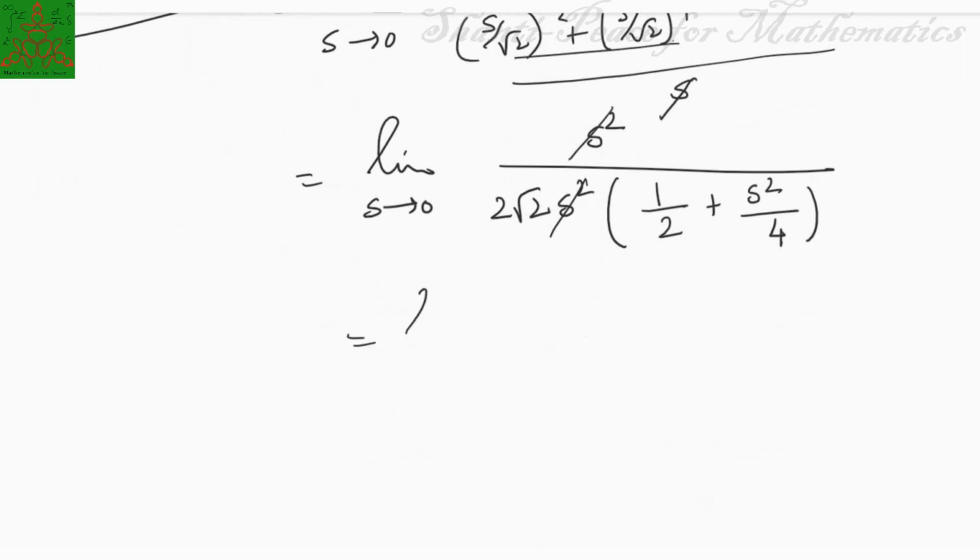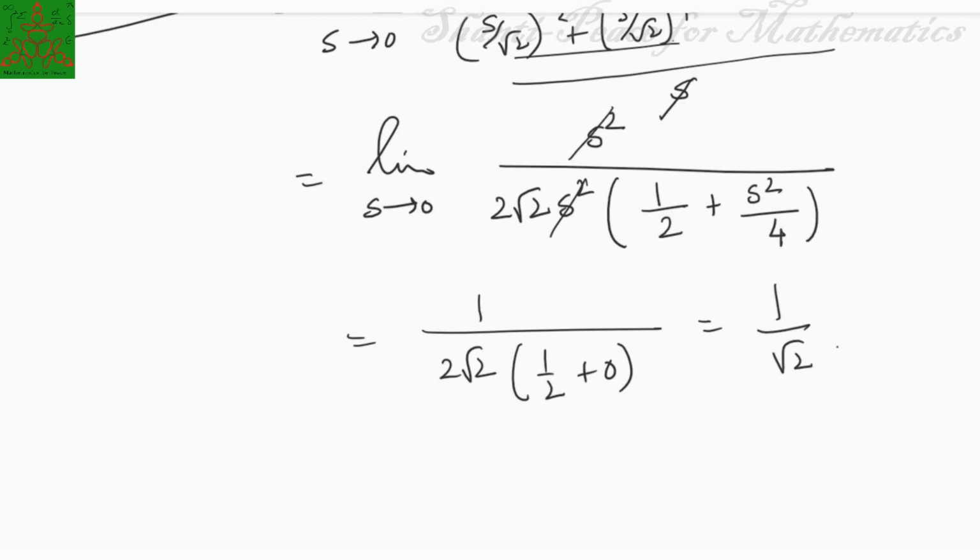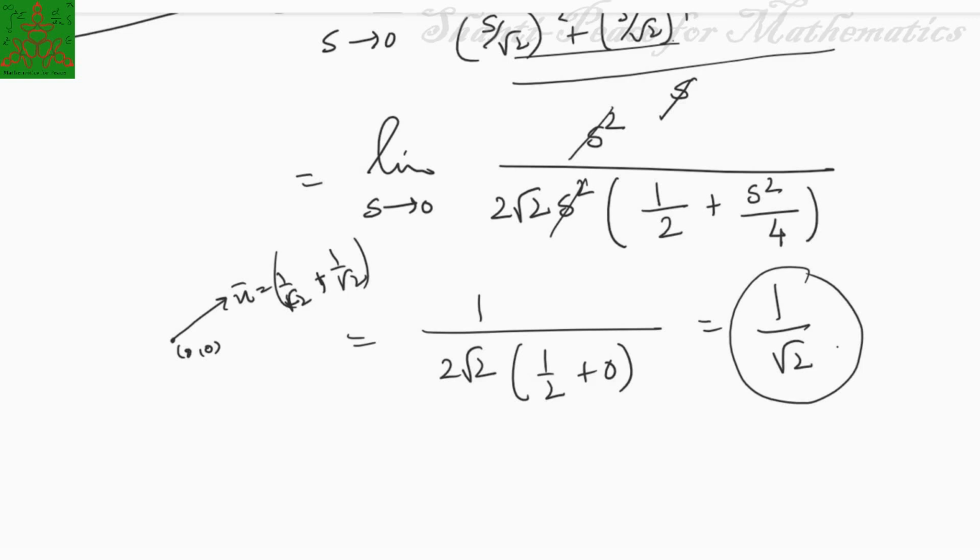If you apply the limit, then this will give me 2 into root 2, 1 by root 2 plus 0. So finally you will have 1 by root 2 as the answer. So that is the directional derivative, 1 by root 2. You can interpret this also by yourself: as you are moving from (0, 0) in the direction of u bar, that is (1 by root 2, 1 by root 2), your function f is increasing by this much. So that is the way you can represent it.